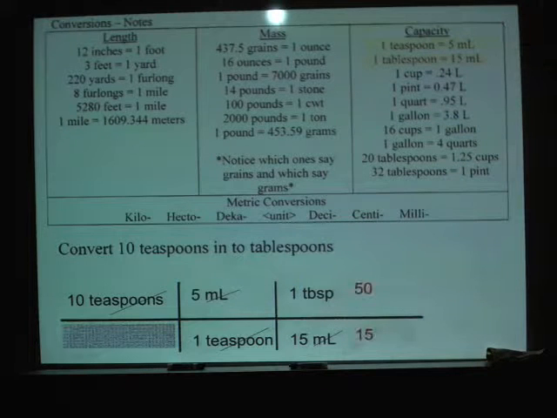Now I'm going to multiply. The top, 10 times 5 times 1 is 50. The bottom is 1 times 15, so this is 50 divided by 15. 50 divided by 15 is 3.3 repeating, 3.3333 if you want me to just round it a little bit, tablespoons. 10 teaspoons is 3.3333 tablespoons.